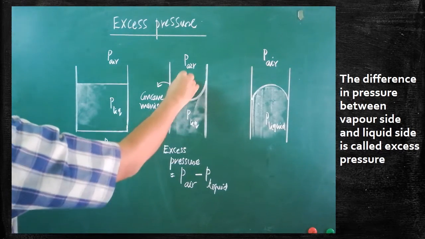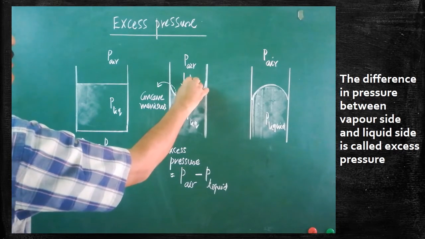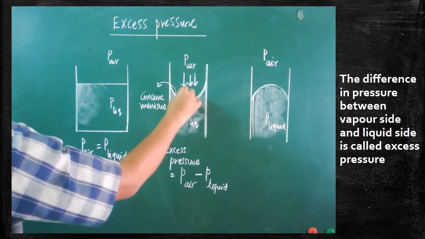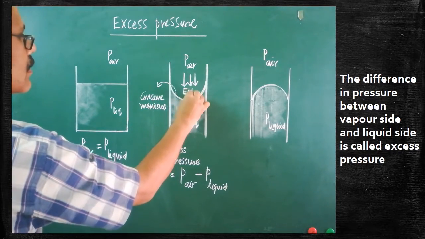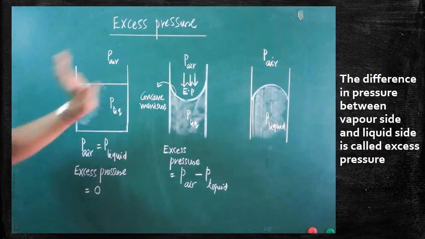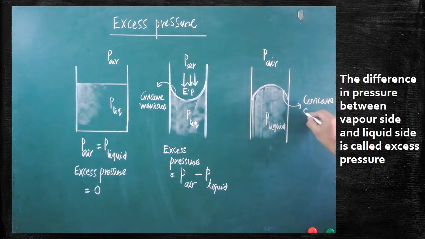Therefore, the excess pressure is acting in this direction. Make a note. This is the direction of the excess pressure. Which pressure is greater? Pressure due to air is more. Let's see the other one. In the case of mercury, is it clear? In this case, this is the concave surface.